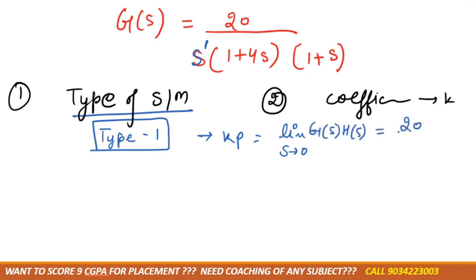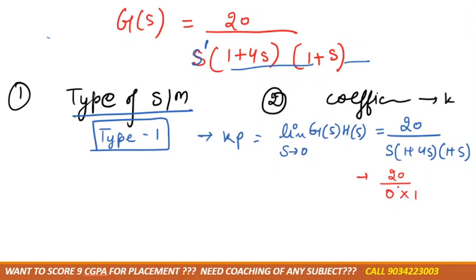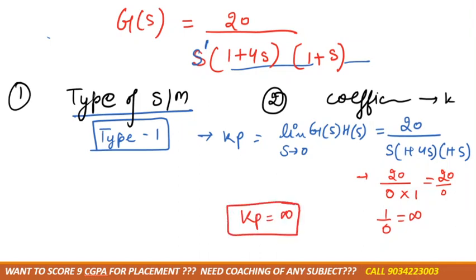Now next we need to calculate Kp, and Kp is limit s tending to 0 of G(s). That would be 20 divided by s (1 plus 4s) (1 plus s). It is already in 1 plus form, so we don't need to convert it. So if I put s equal to 0, then 20 divided by 0 into 1 into 1. Multiplied by any term 0. So any term divided by 0 is what? Infinity, like 1 by 0 is infinity. So Kp is infinity. Understood?